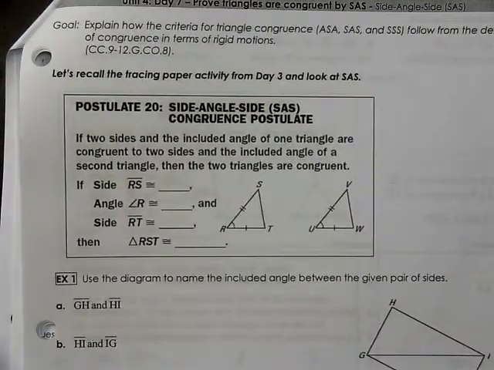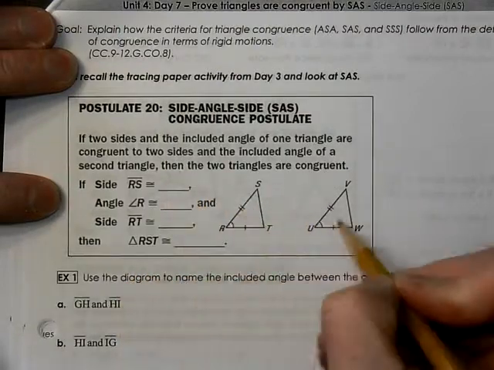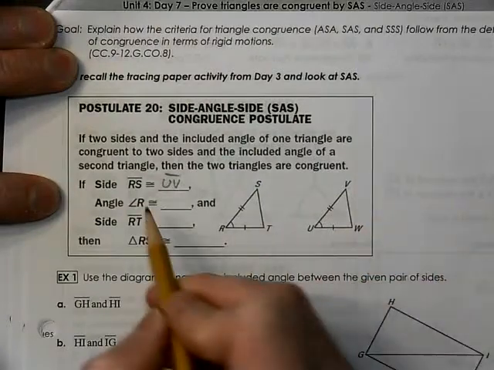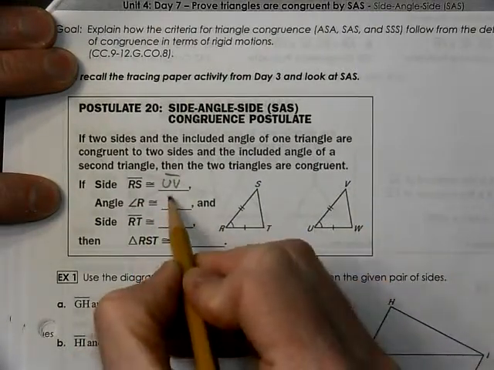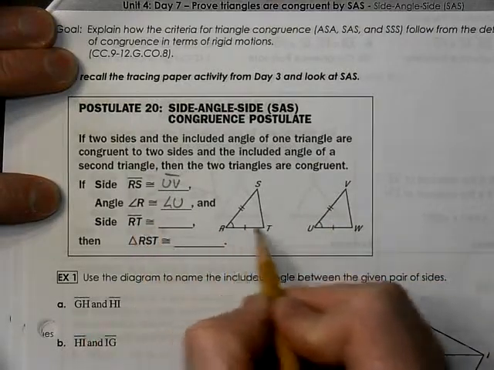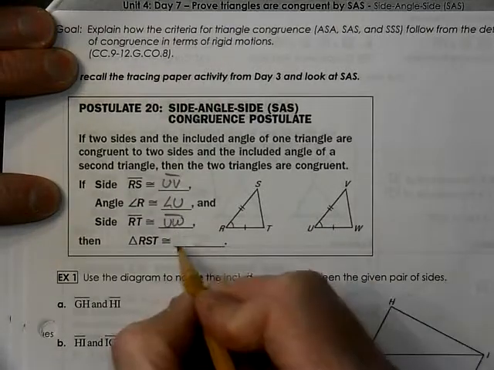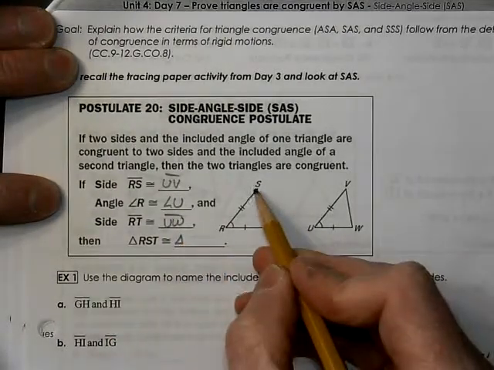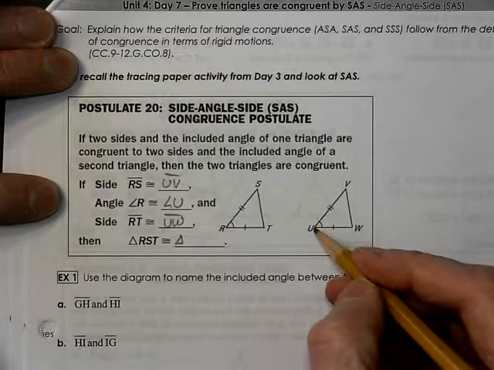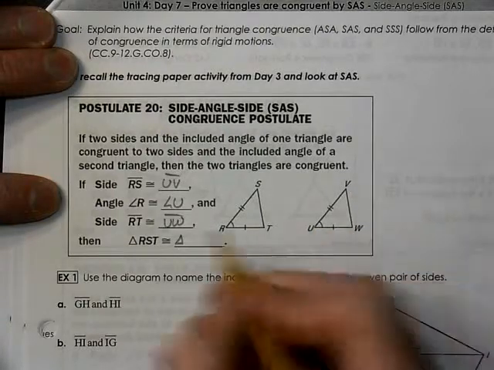So if we start out with information, looking at RS, it's going to be congruent to UV in our diagram. Angle R is congruent to angle U. And segment RT is congruent to UW. So that shows that triangle RST has to be congruent. The second name has to be in the same corresponding order. So UVW.